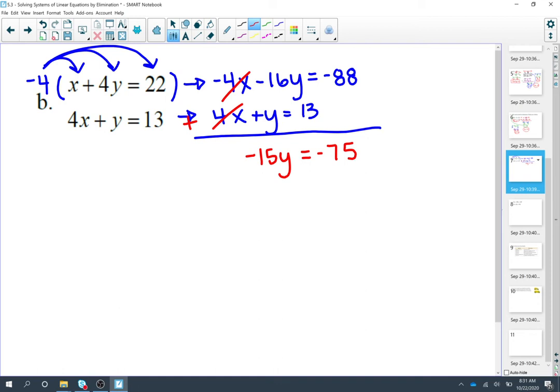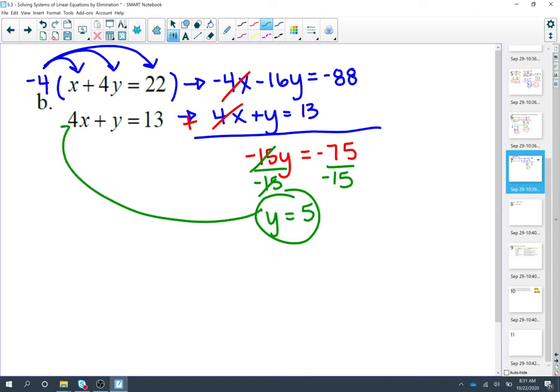And then we solve. So divide by negative 15. So y equals positive 5. Then we have to substitute that back in. Again, it doesn't matter where you put it. I'm going to choose this one.